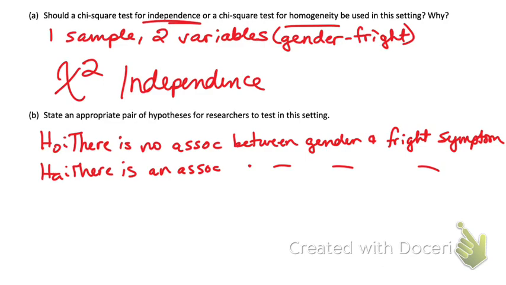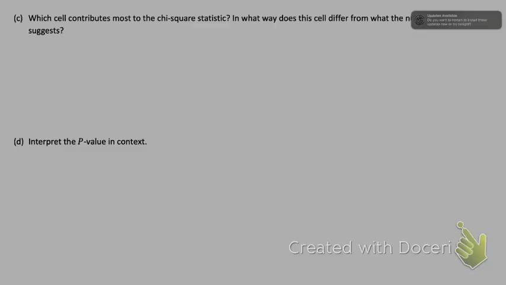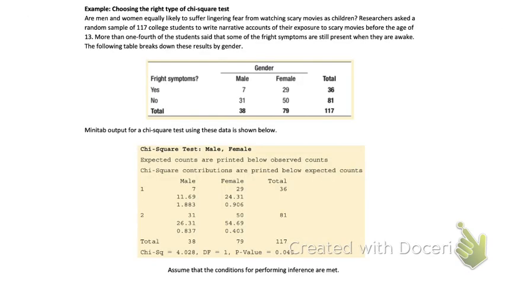Any questions about the hypotheses here? Fantastic. Continuing on. Part C. Oh my gosh, you guys, it's the last. But we're going to have to turn back one. Which cell contributes the most to the chi-squared test statistic? So let's go look at that real quick. Which of these cells contributes the most? The male, and then is this a yes or no for fright symptoms?